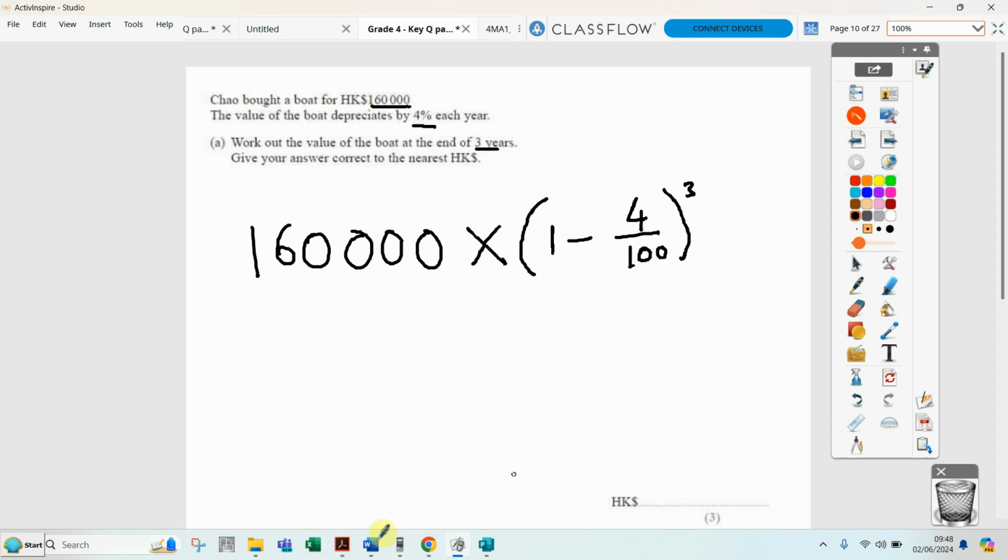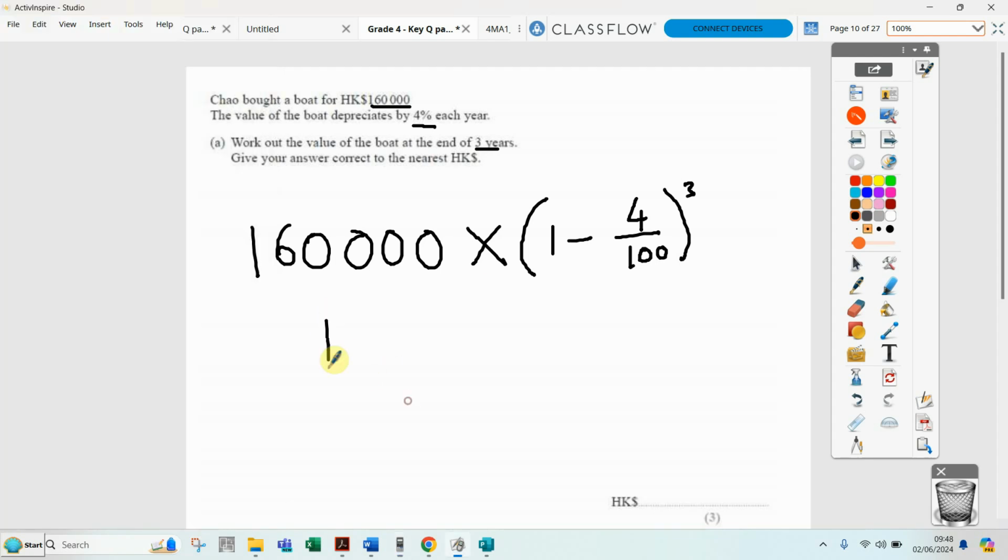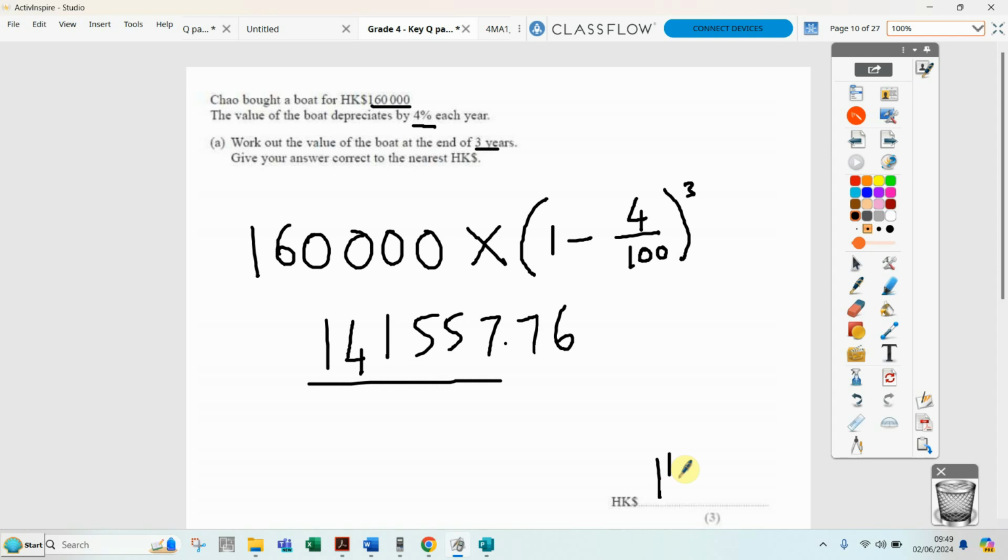These are all the key bits. Then you type this into the calculator. So 160,000 times 1 minus 4 over 100, close brackets, to the power of 3. Okay, 141,557.76. Okay, it says to the nearest Hong Kong dollar, so we'll make it 141,558.